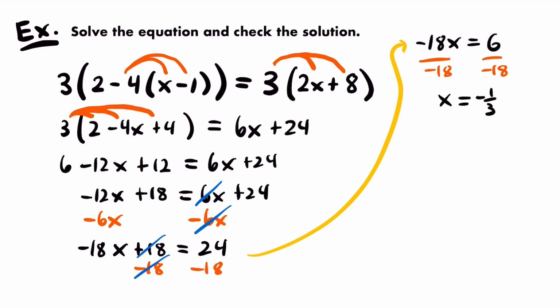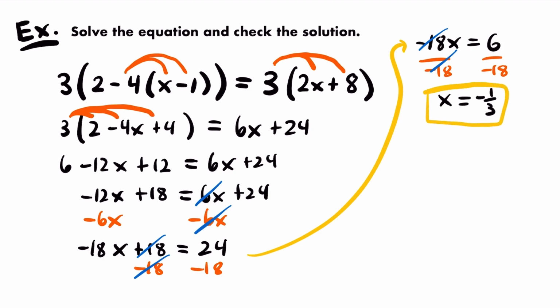Okay, so once again, these negative 18s cancel out. Anything divided by itself is 1. So 1 times x gives you x. And then 6 divided by negative 18 is a fraction that reduces to negative 1/3. And that is the solution that we have found here.